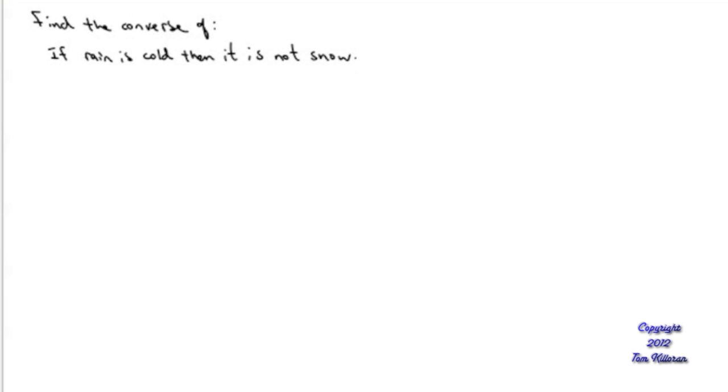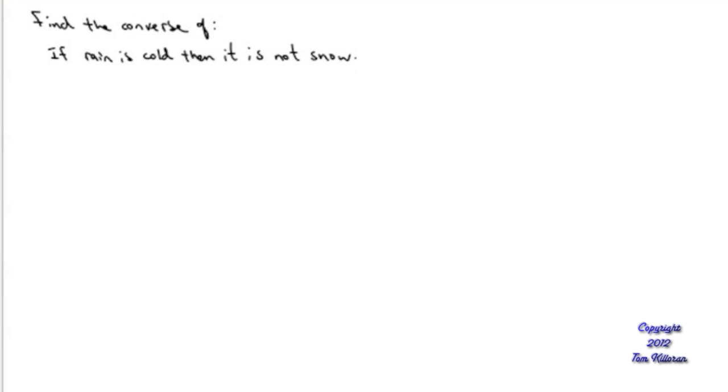Find the converse of if rain is cold, then it is not snow. That's what I'll ask. Now, one thing to notice, there are three possible things I could ask. I'm only going to ask one, because I have to give you the conditional, so that leaves me the converse, inverse, or contrapositive. So you can't just memorize the order of these things. You have to know what each one of them actually does.